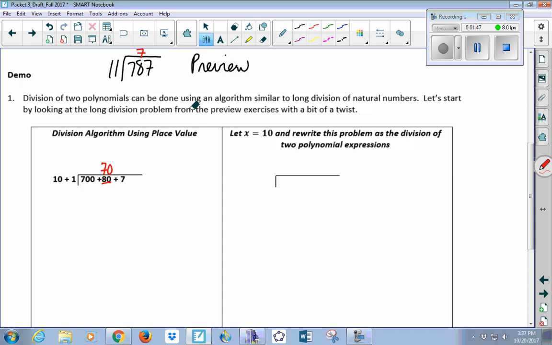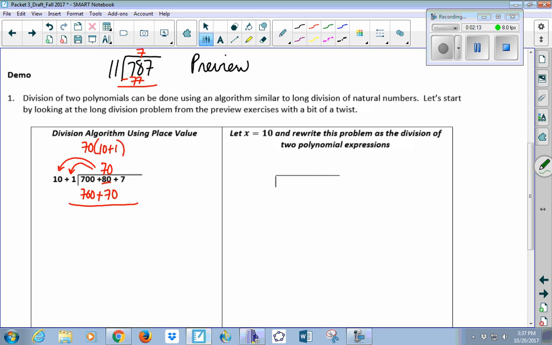So what we're really doing is we're taking 70, and we're multiplying it by the 10 and the 1. So we're multiplying 70 times 10 plus 1. Remember, 10 plus 1 is just 11. So that will give us 700 plus 70. When we did it up here, we had 77. The next step was to subtract the entire 77.